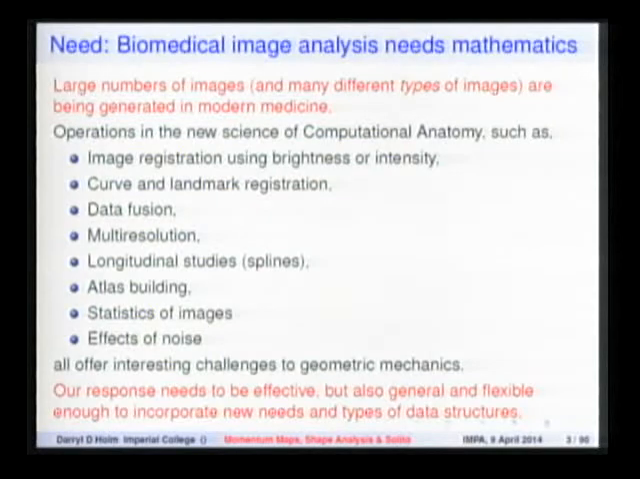So here are the various operations that people think about. One is just image registration using the data structure of just brightness or intensity. That's the usual black-and-white X-ray sort of thing you see. Another is curve and landmark registration, which is a newer thing, where you think about how the cartoon of the image changes, just thinking about drawing around it, or points on the image called landmarks. How do they move going from one MRI, say, to another one?